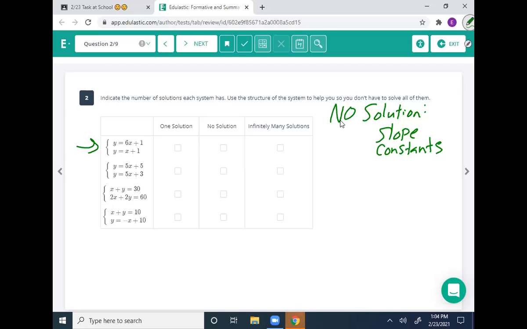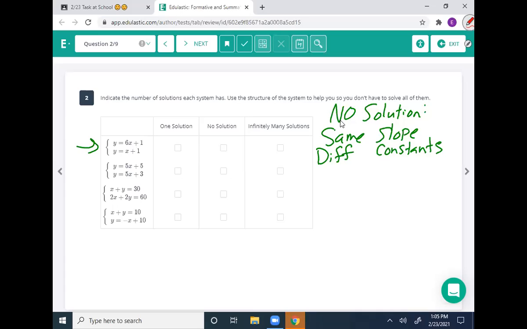What do we think? No slope? No slope is when it is a horizontal line. I'm looking at these. They have slopes. It's not about not having a slope. No solutions have the same slope. And what about their constants? Avery. Same slope, different constants. When we're talking about number of solutions, we look at slopes and constants. No solutions has same slope, different constants.